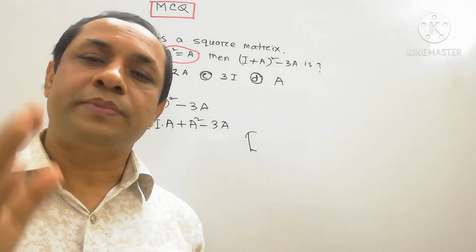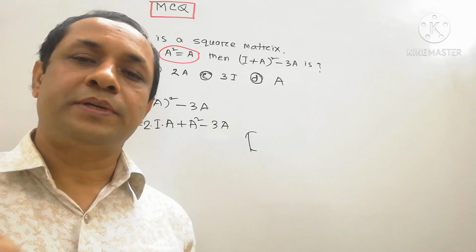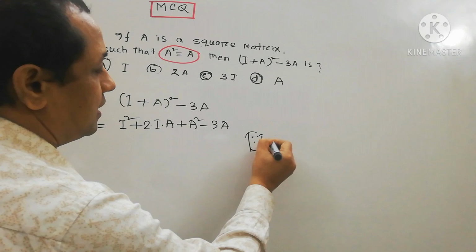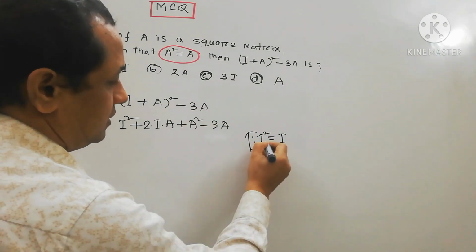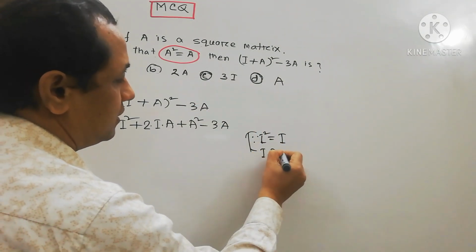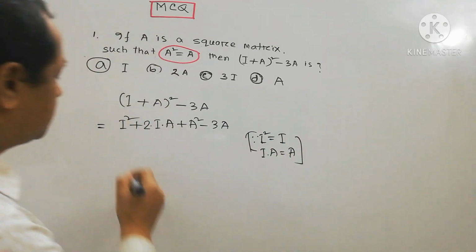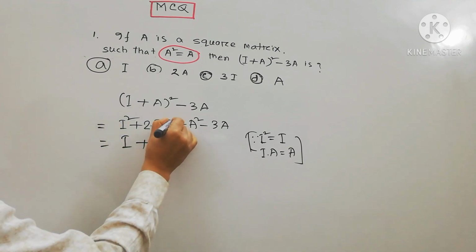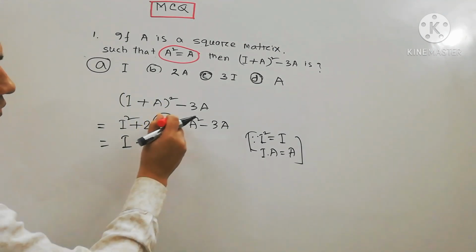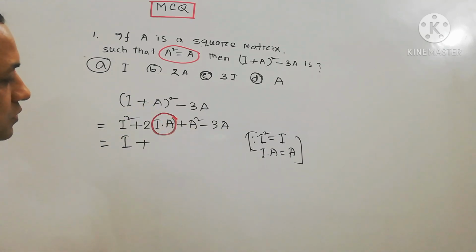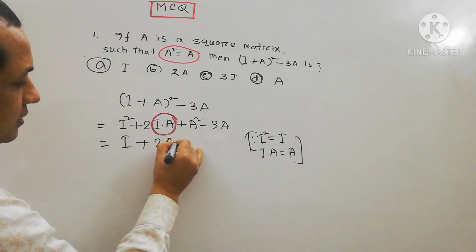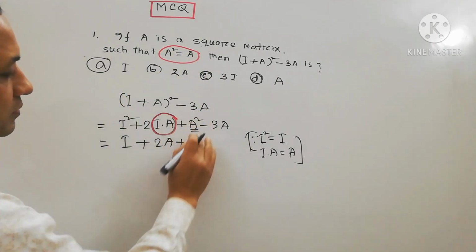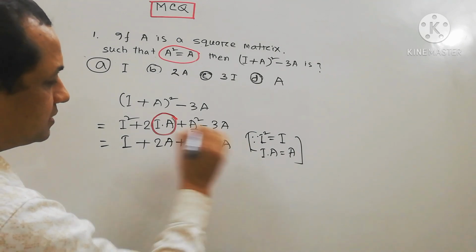I is denoted as the identity matrix. Here I square equals I, and I into A equals A. So, students, putting the value of I square equals I, and 2 I into A equals 2A. And here given A square equals A. So putting the value of A square equals A, minus thrice A.